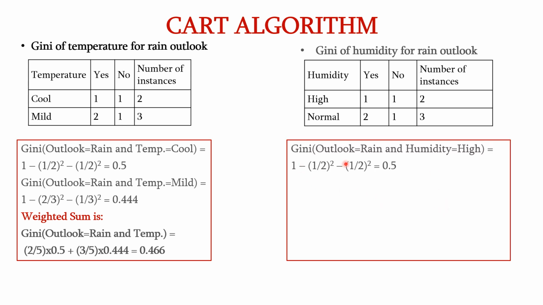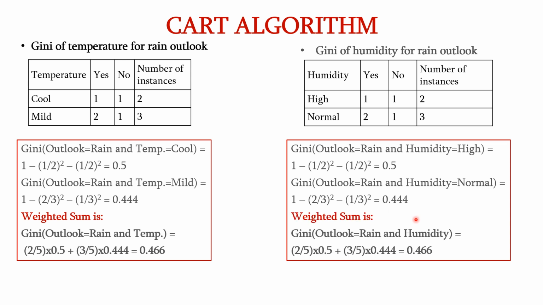Gini of outlook equal to rain and humidity equal to high is 1 minus, for yes it is 1 divided by total number of instances, which is 2, so 1 by 2 whole square, minus for no it is 1 by 2 whole square. So the answer is 0.5. Similarly for normal it is 1 minus, for yes it is 2 by 3 whole square, for no it is 1 by 3 whole square, and the answer is 0.444.